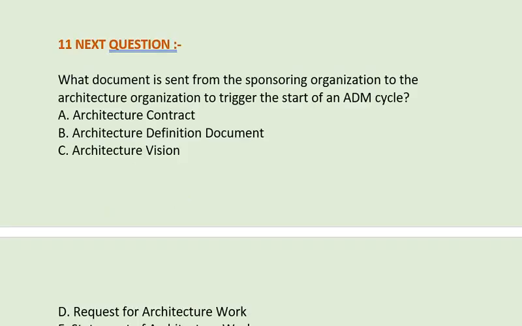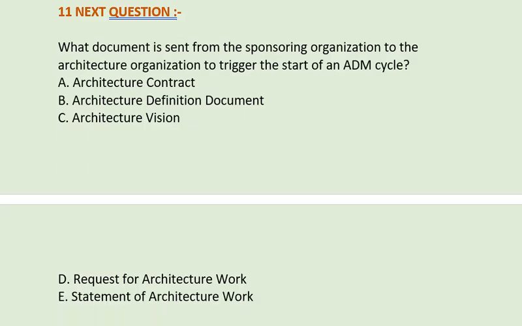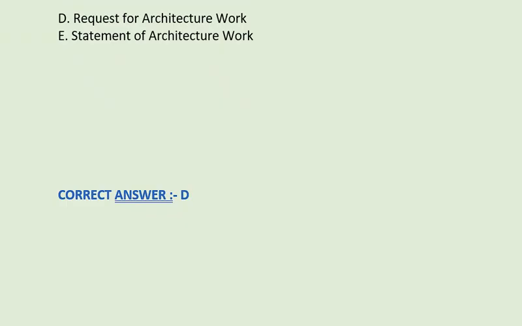Question is what document is sent from the sponsoring organization to the architecture organization to trigger the start of an ADM cycle? Option A architecture contract. Option B architecture definition document. Option C architecture vision. Option D request for architecture work. Option E statement of architecture work. Correct answer is option D.